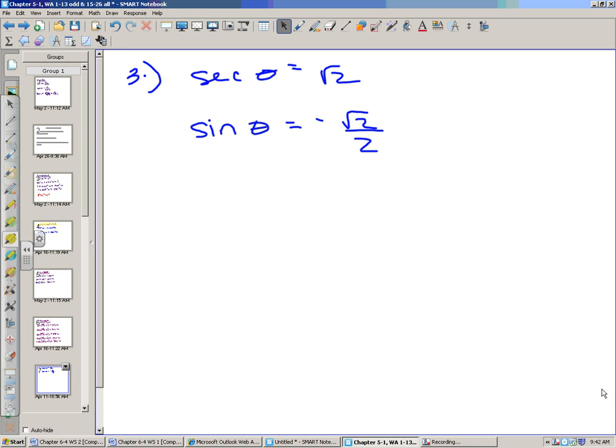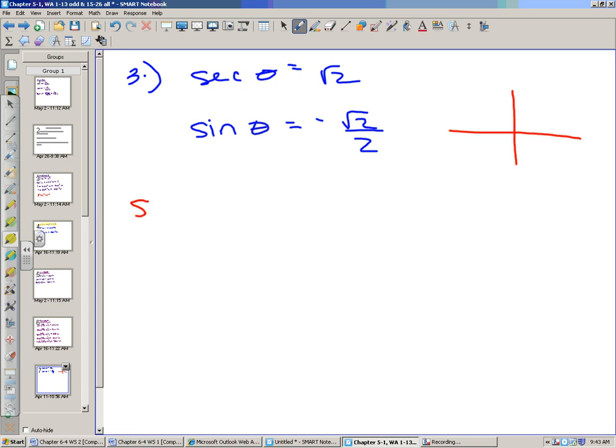Okay, the directions say, use the given values to evaluate, if possible, all 6 trigonometric functions. Number 3, they give you the secant of theta is equal to the square root of 2, and that the sine of theta is equal to negative square root of 2 over 2. Okay? So first of all, you have some information here, don't you? You know that the sine is negative, and that the cosine is what?